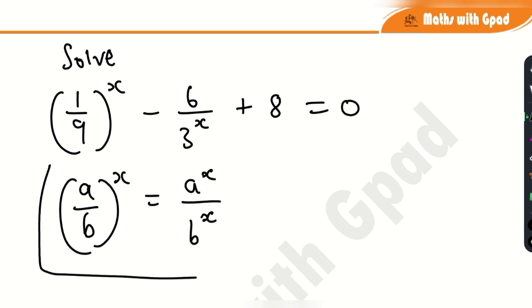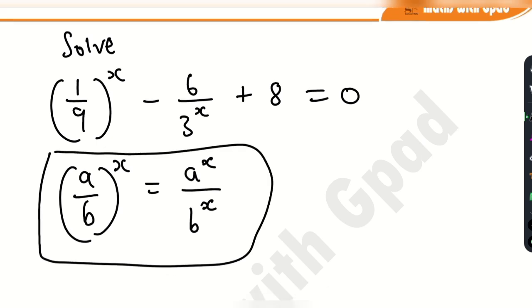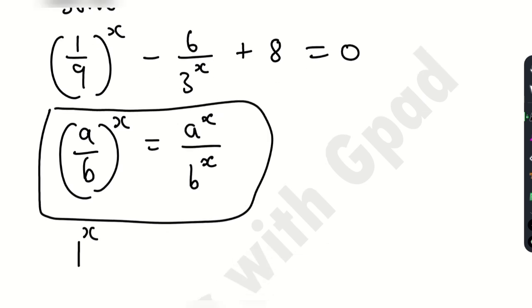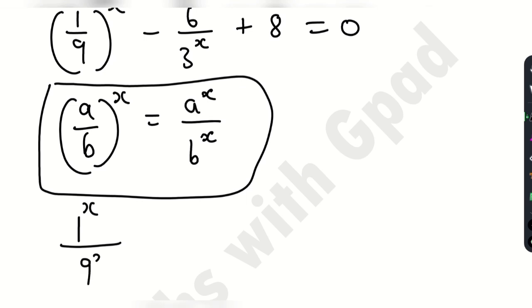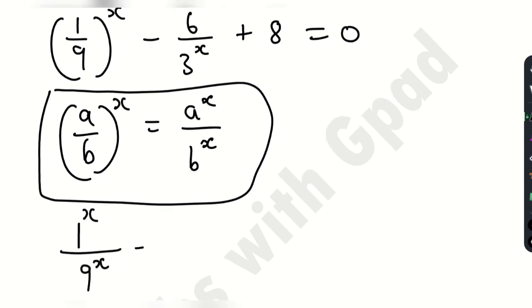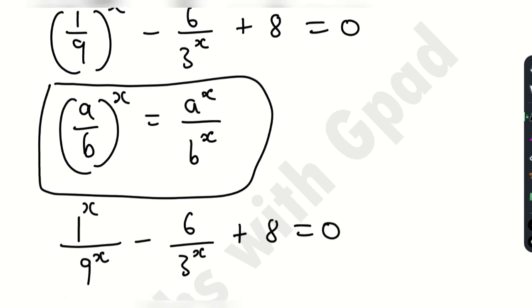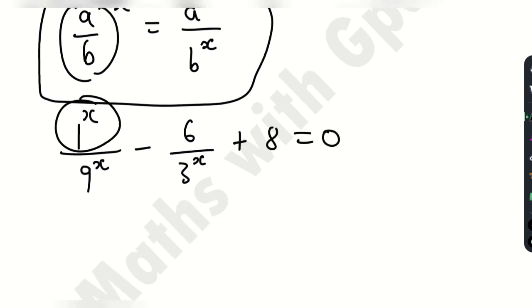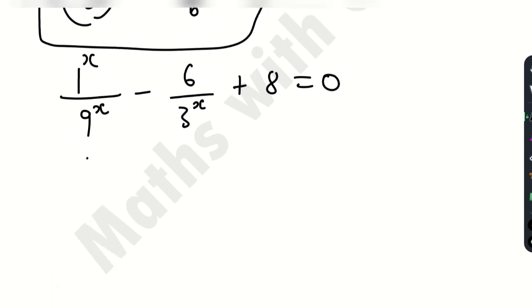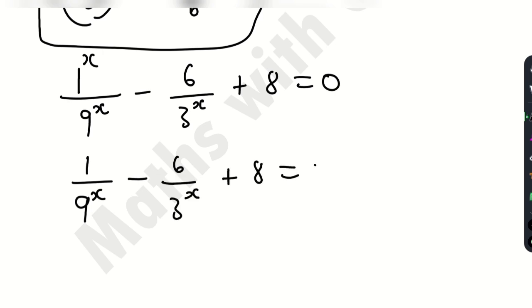Okay, now applying this law here, I'm going to have 1^x over 9^x, then minus 6 over 3^x plus 8 is equal to 0. All right. And here 1^x is also 1, because even if x is 5, 1000, whatever it is, 1 will always return 1. So I can write this as 1 over 9^x minus 6 over 3^x plus 8 is equal to 0.